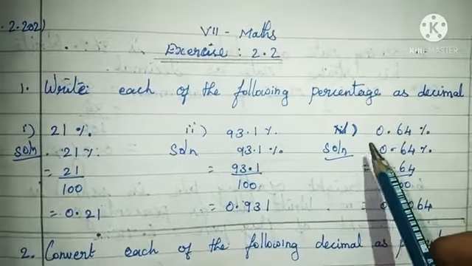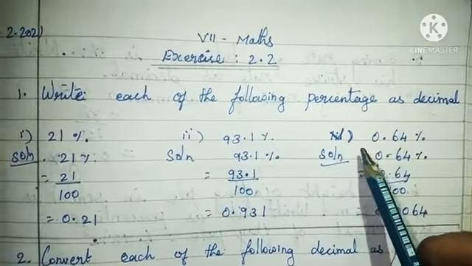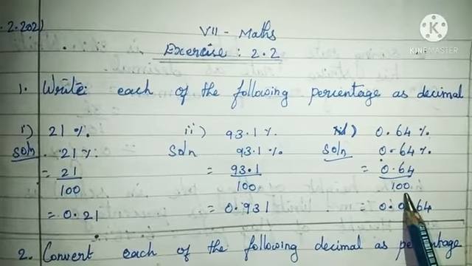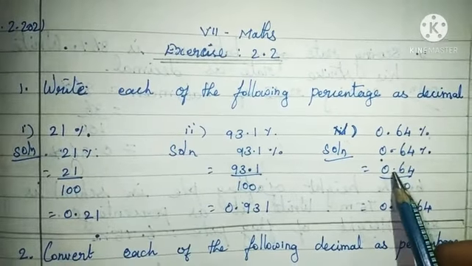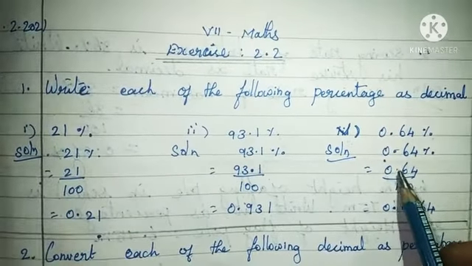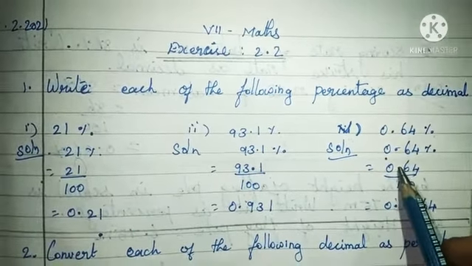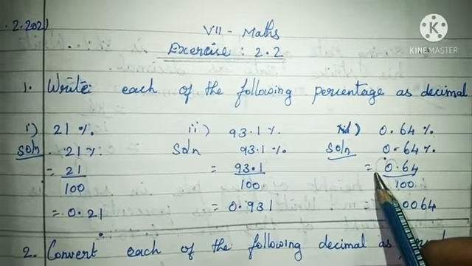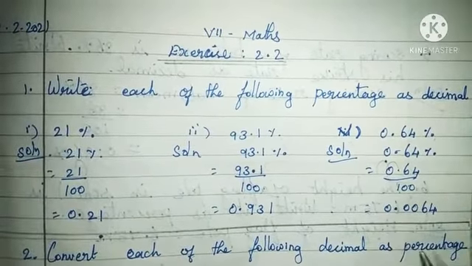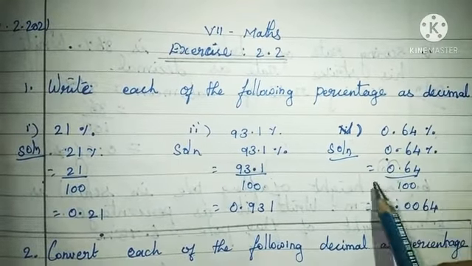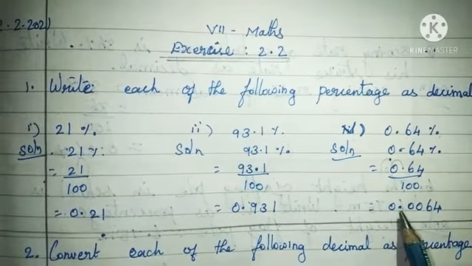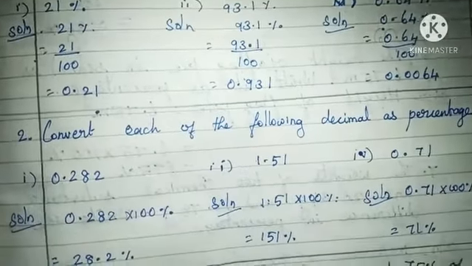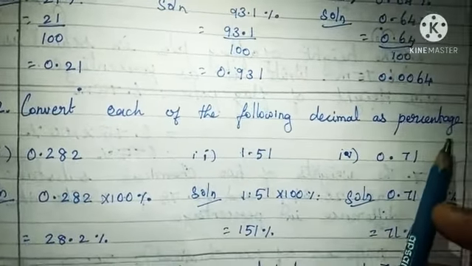Let's see one more sum in this problem. Fifth sum, 0.64%. Instead of percentage, you have to write the 100 in denominator. When we are moving, the decimal point is between 0 and 6. When we are moving two places to your left, then we get 1, 2. And the decimal point will come in front of 0, but we are having two zeros after the decimal point. Therefore, the value is 0.0064.